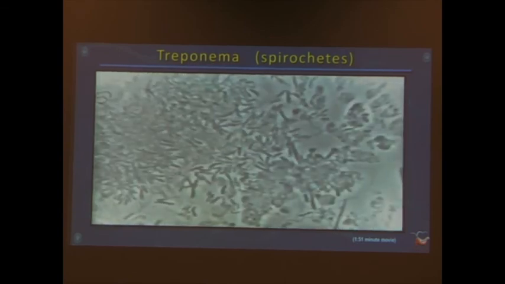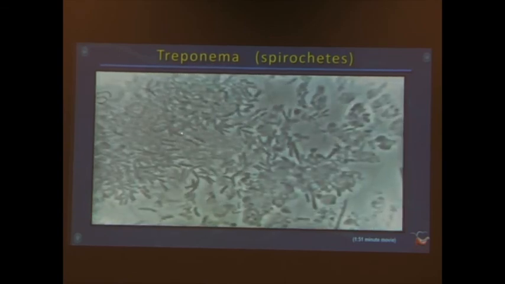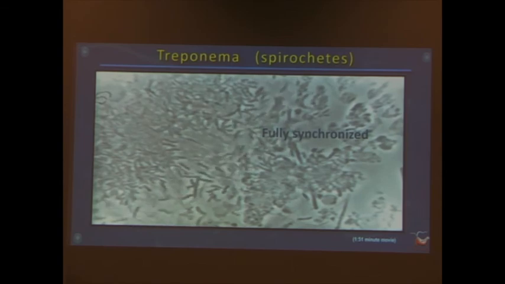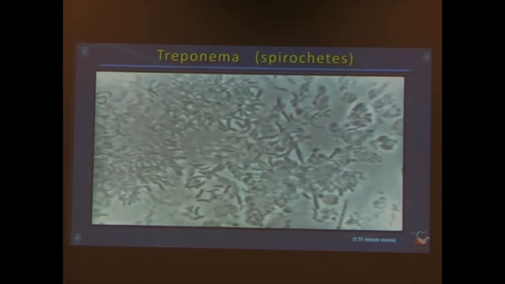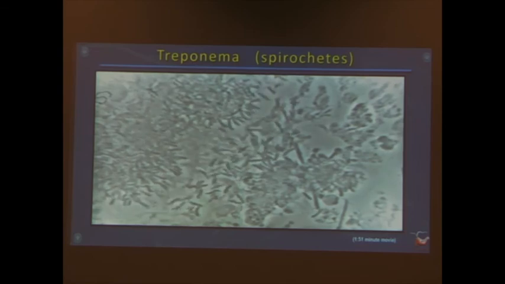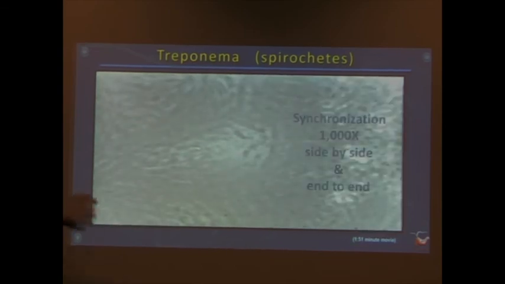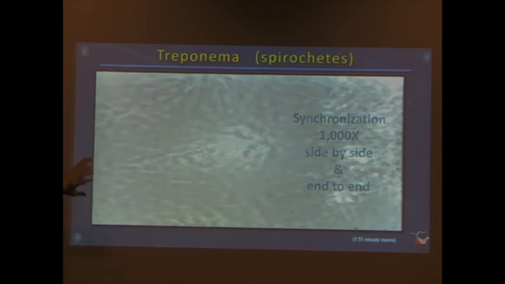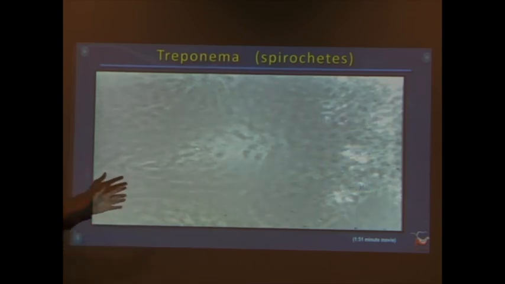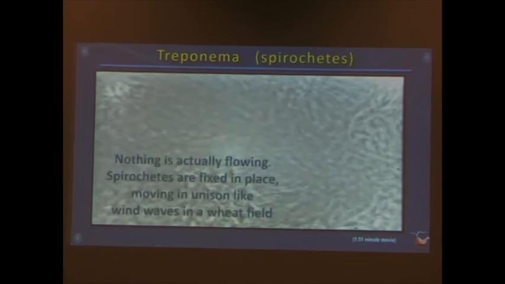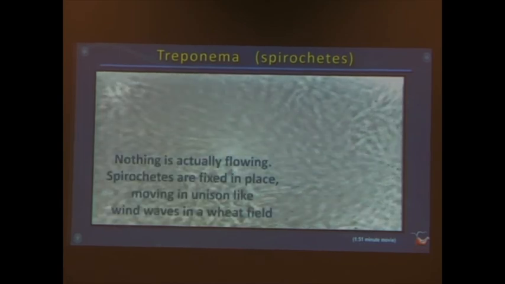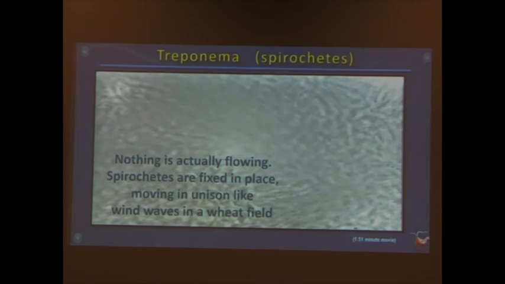There's one field coming. Here they're beginning to organize. See this wave-like pattern? That's because the individual spirochetes are all beating at the same time. Nothing's actually moving. It's like wind blowing on a field of wheat because they're all bending back and forth at the same time. You see this movement. Again, nothing is actually flowing right to left. They're static. They're just beating in unison. So when you see fields like that, I would treat that infection aggressively.